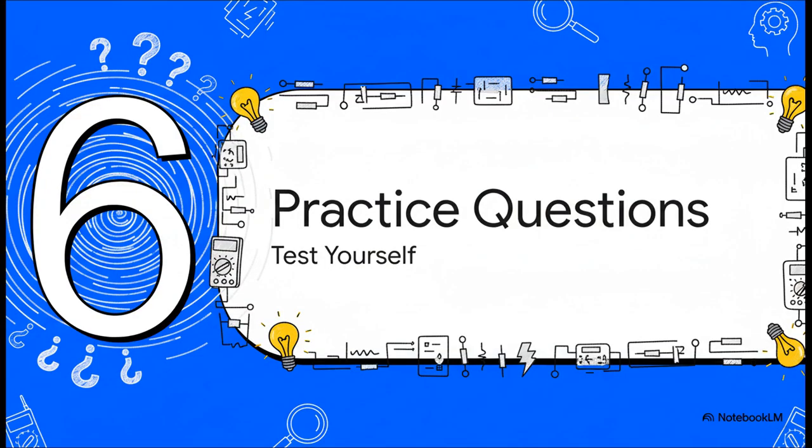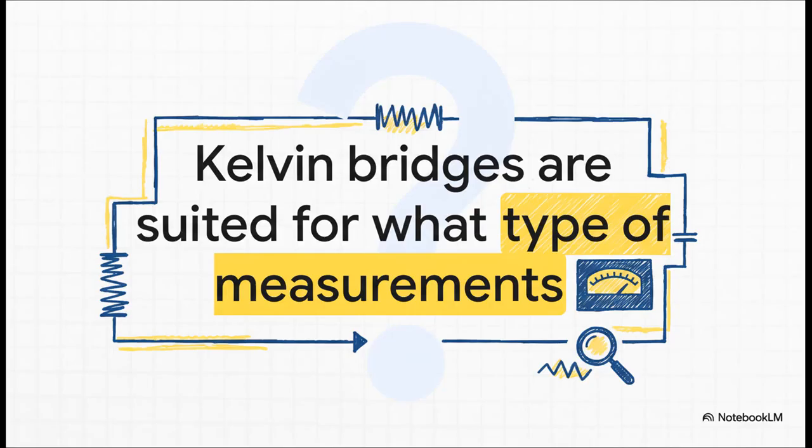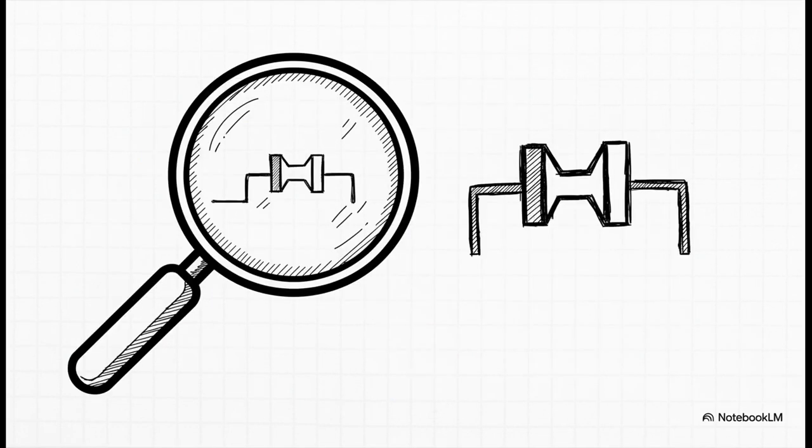Excellent work. Now that those key terms are fresh in your mind, let's really put your knowledge to the test with a few practice questions taken straight from the material. Okay, first question for you. Kelvin bridges are well suited for what type of measurements? Go ahead and think about it for a second. And the answer is small values of resistances. Exactly. They're the precision tool for when a standard bridge just isn't sensitive enough.